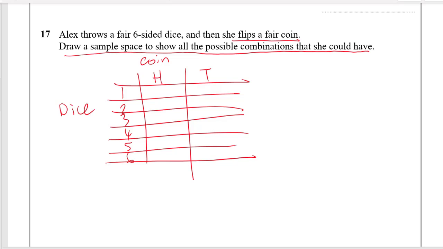So head and 1, head and 2, head and 3, head and 4, head and 5, head and 6. Then we've got tail 1, tail 2, tail 3, tail 4, tail 5, tail 6. And that's it. We listed all the outcomes, all the possible combinations that she could have.